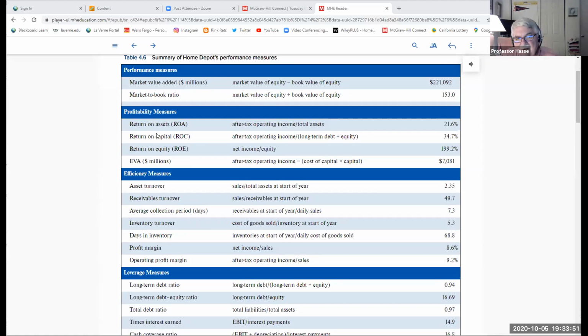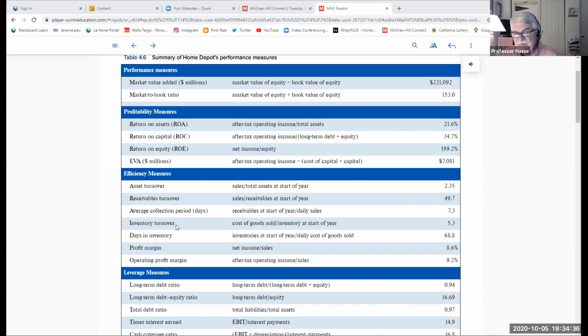Circle that one. Net income divided by total assets. Operating return on assets. Next one, average collection period in days, under efficiency measures. Average collection period: how long does it take us to collect our money? Next one, inventory turnover. How fast do we turn over our inventory? In other words, we purchase it, we sell it, we do it again, we sell it. How many times during a year do we do that?